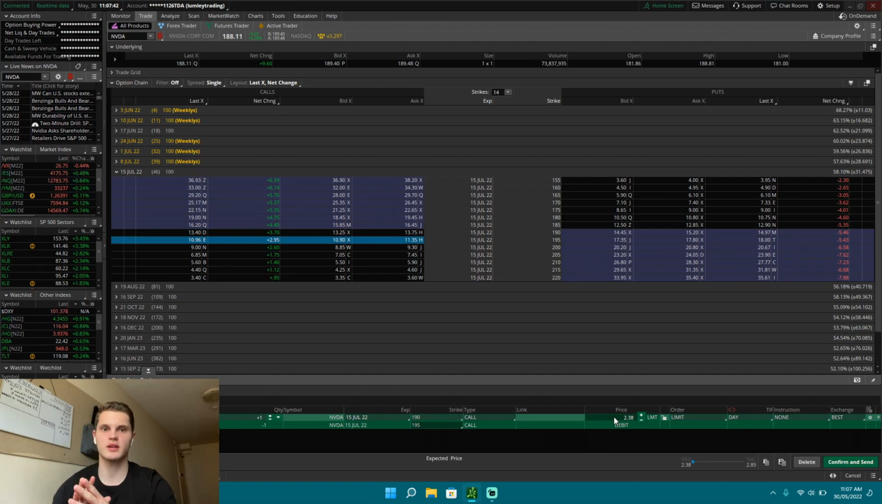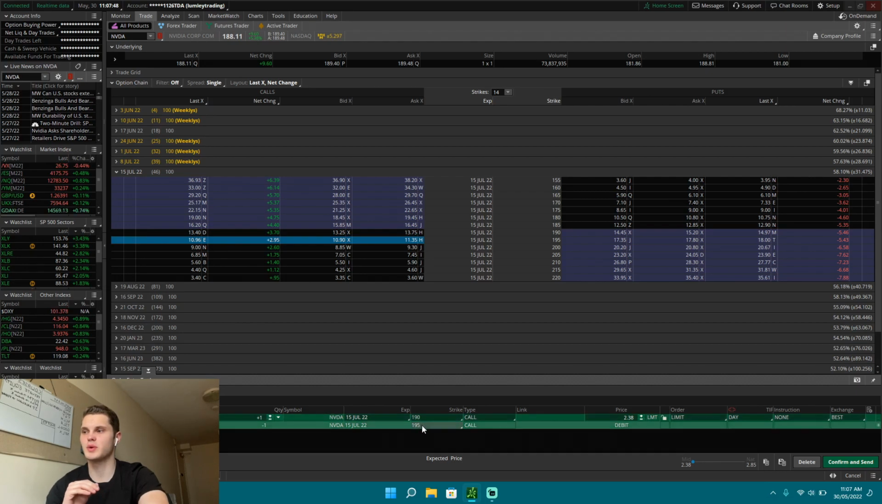So this trade is going to cost us $238. What is our max win on this? Well, all you have to do is look at the difference between the strikes. Here we have a 190 and a 195, so there's $500 to be made. We're paying $238, which means our upside on this trade is $262, with a max risk of $238.